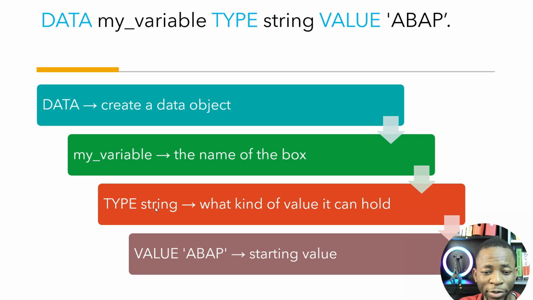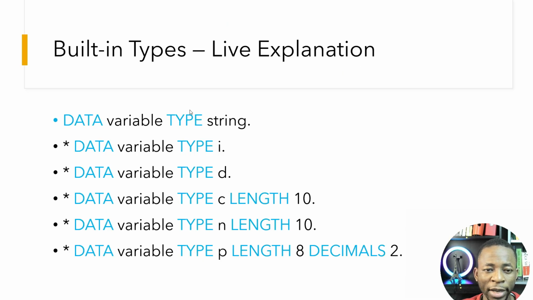Then the type string is the kind of value that it can hold. If you are familiar with programming, you know that a string is text or characters. Then VALUE is more like giving a default value, a starting value for the string. You don't always need VALUE, but the type is mandatory. So type is mandatory, value is not mandatory. And of course, there are also built-in types, and we're going to do the live demo now.